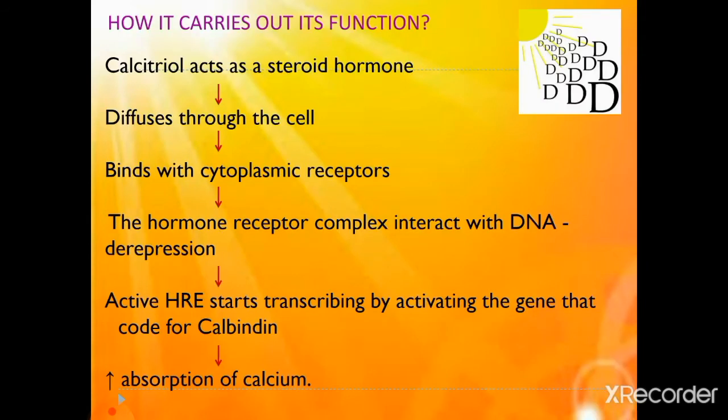Calcitriol acts as a steroid hormone in the intestine. During the absorption of calcium, it diffuses through the cell and binds with cytoplasmic receptors. The hormone-receptor complex interacts with the DNA, activating the HRE, which starts transcribing the gene that codes for calbindin, and thus it increases the absorption of calcium.